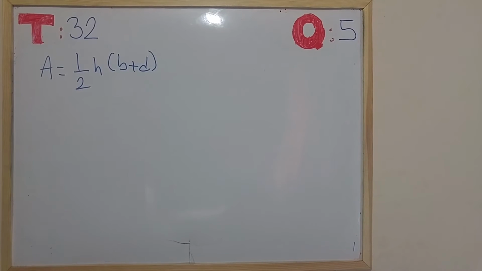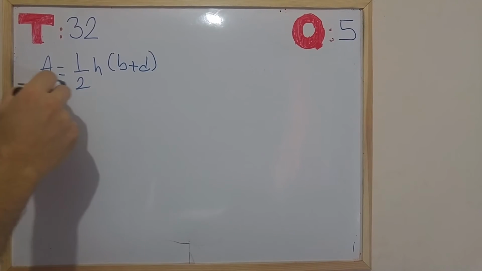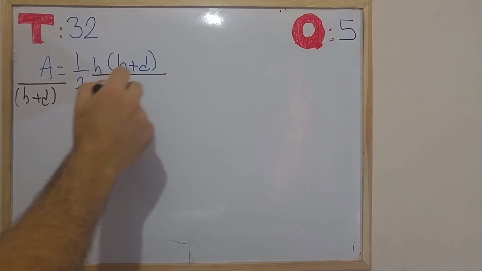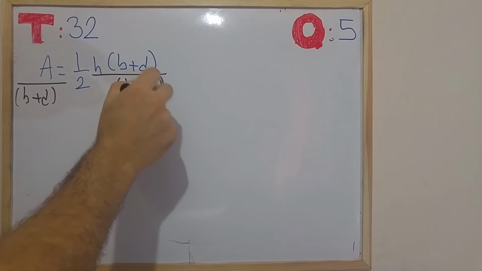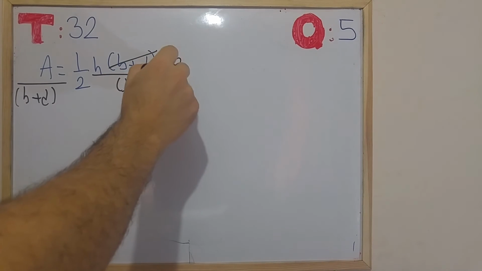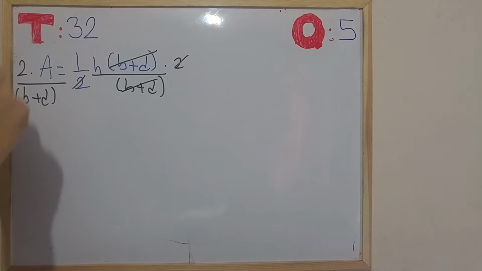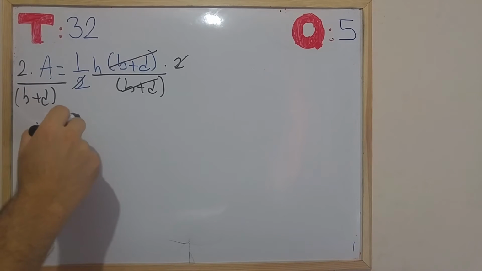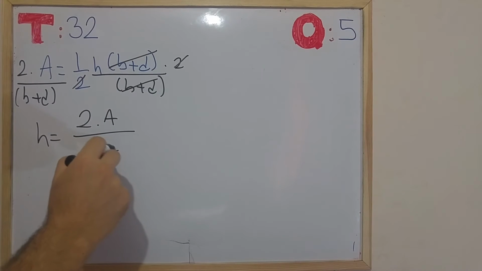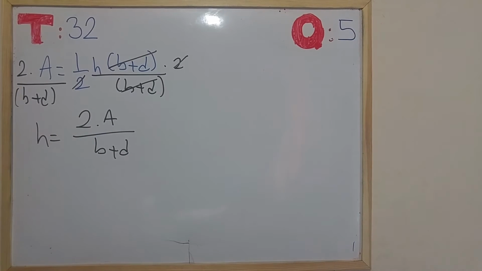Solving for h, let's divide everywhere by b plus d. So these cancel each other out. And let's multiply each side by 2, so h is left alone. Now what I have is h is equal to 2 times a over b plus d.